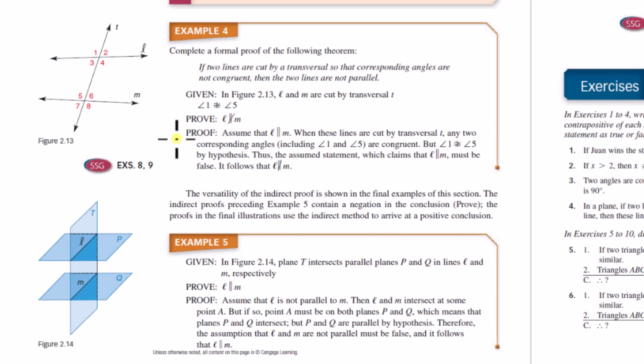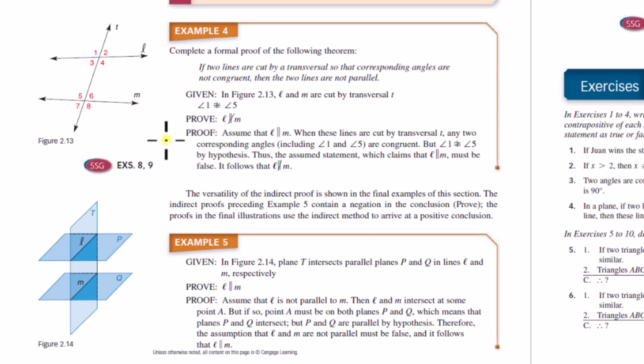So we're going to start by assuming, what if L was parallel to M? In that case, we know that corresponding angles are going to be congruent. We've already shown that. But angle 1 is not congruent to angle 5, which contradicts the given statement. So therefore, L can't be parallel to M.